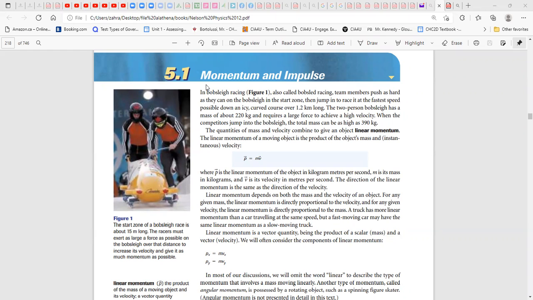5.1 Momentum and impulse. Okay, what is the momentum? We call it P. P is mass multiplied by the velocity. Velocity is a vector multiplied by the mass, which is a scalar, which gives you a vector. So the momentum is a vector quantity. The unit for mass is kilogram, for velocity is meter per second. So the unit for the momentum is kilogram meter per second.